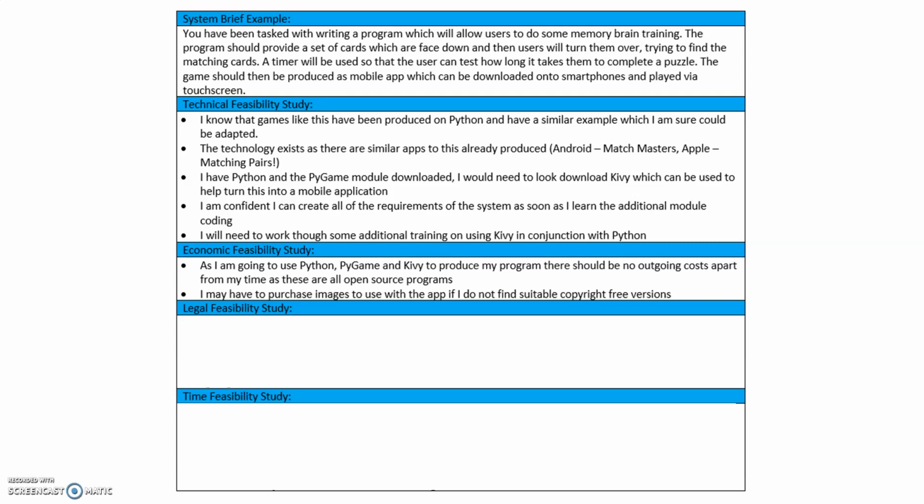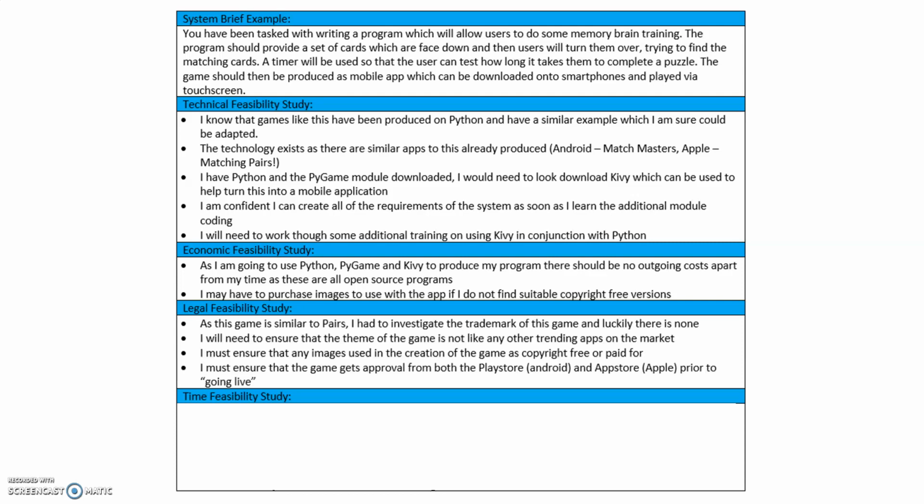So economic, I'm going to be using Python, Pygame and Kivy. All of those are open source programs, which means there's no cost for me to actually get hold of the hardware and the software I require. They all run fine on my laptop, so no additional hardware required. And one thing that I might have to purchase is suitable copyright images, for example. So if I can't find anything that's copyright free, then I might need to pay somebody to draw me some images, draw some myself, or purchase some. Okay, so that can come into my prices and costing. I don't think there's any costs apart from applications to get on the App Store and the Play Store, but again, that could be something that maybe I would need to look into here.